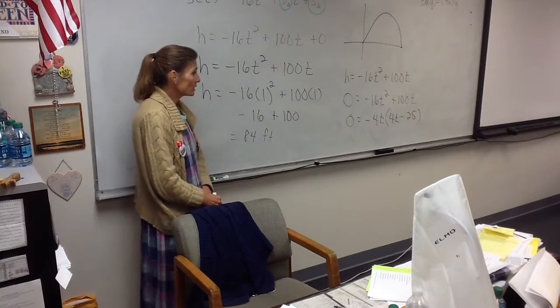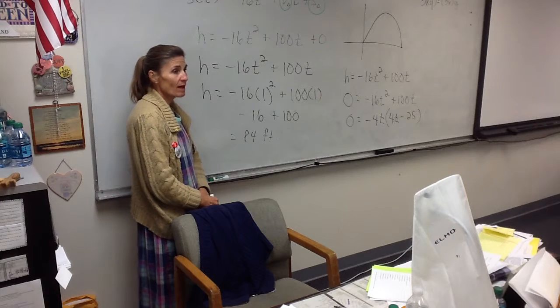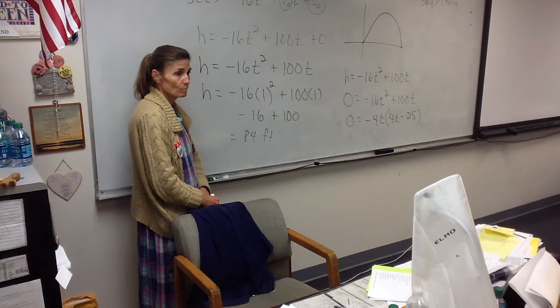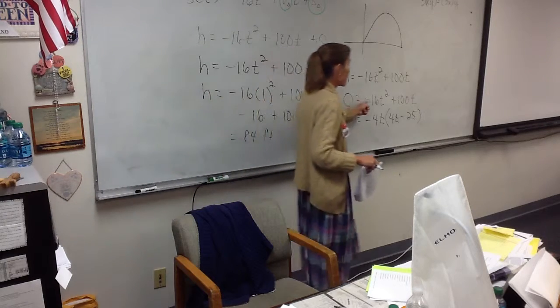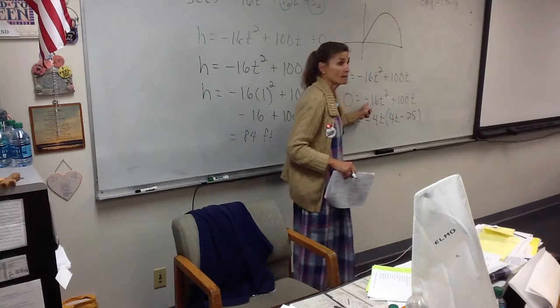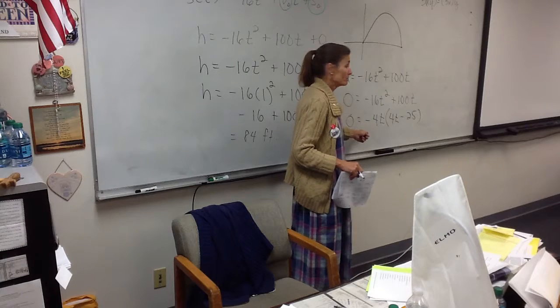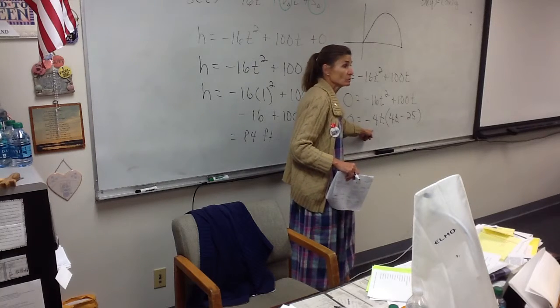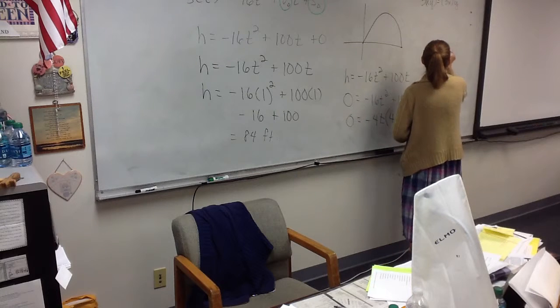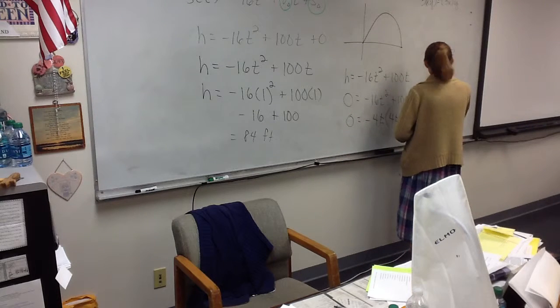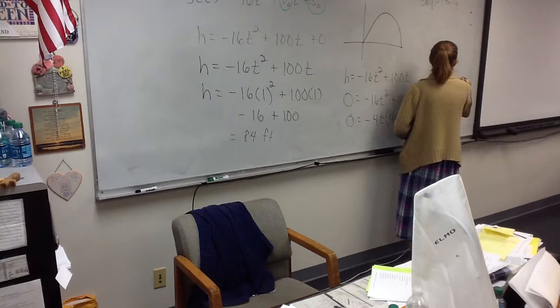Now what do I do with those 2 things now that I have it factored? Now if I distribute, it's going to take me right back to this. So that would be a check. Take it back to the middle. Now I'm going to set them equal to 0. So negative 4t equals 0. And 4t minus 25 equals 0.